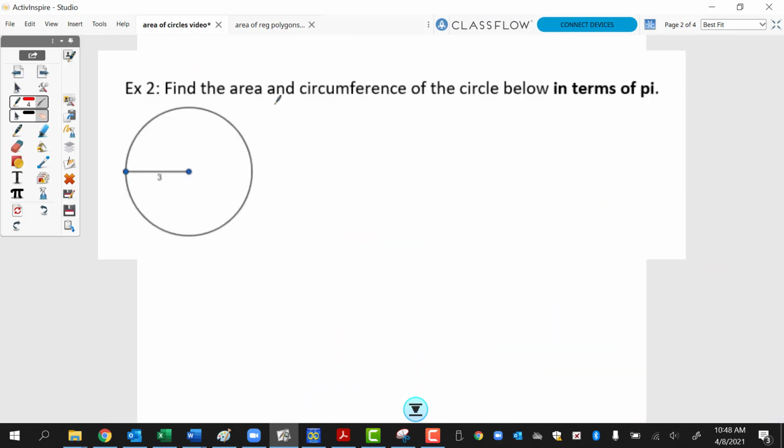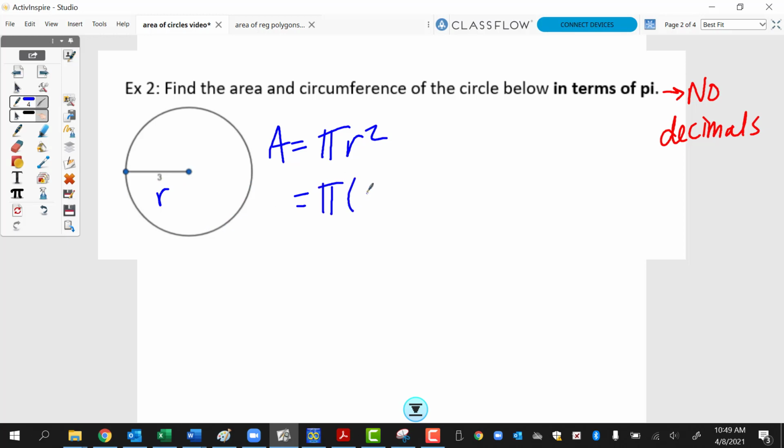Okay, on number 2, we're doing area and circumference in terms of pi, which means there's no decimals in these answers. Well, how is that possible? Well, I'll show you. It says find the area and circumference of the circle. So here we go. We're going to do area first, which is the formula pi r squared. What's our r this time? What's our radius? It is 3. So we're going to plug that in. Pi times 3 squared.